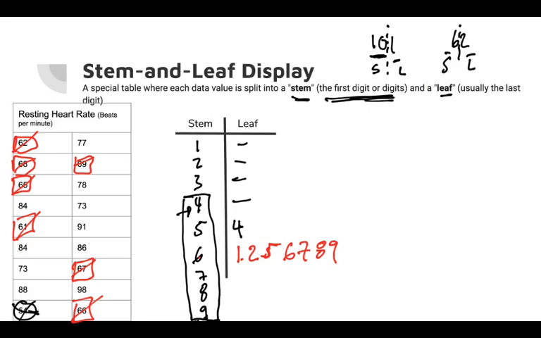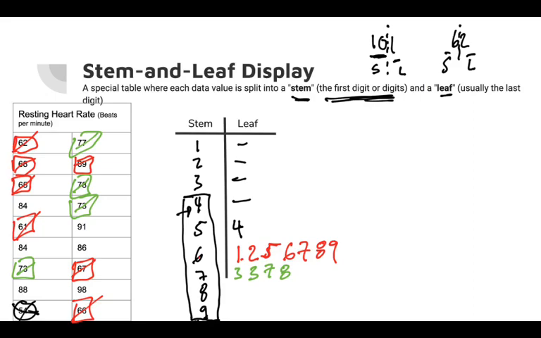Then I can go on to the 70s. So I have 73, and I have 73 again, and I have 77, and I have 78. Now notice I have the two 73s in there. I counted it. I included both of them. I don't want to leave anything out. This stem and leaf plot should display all of my data here.